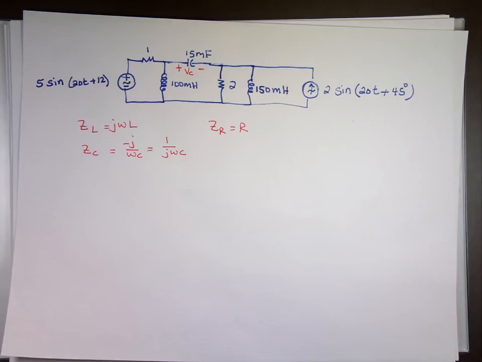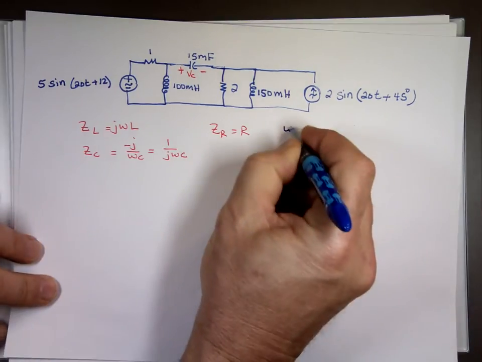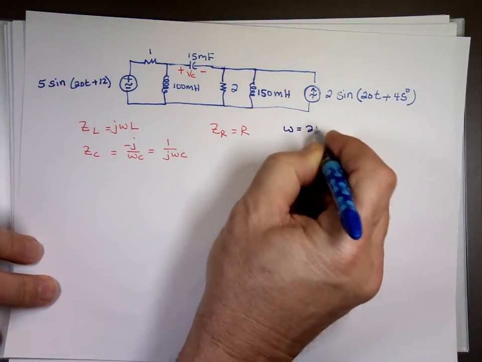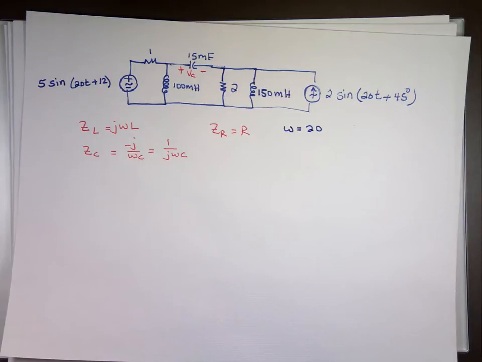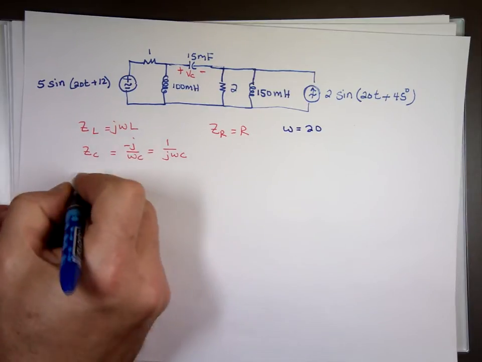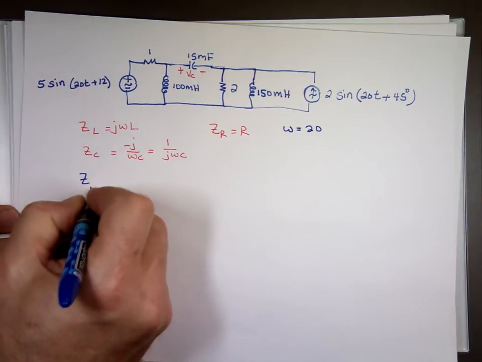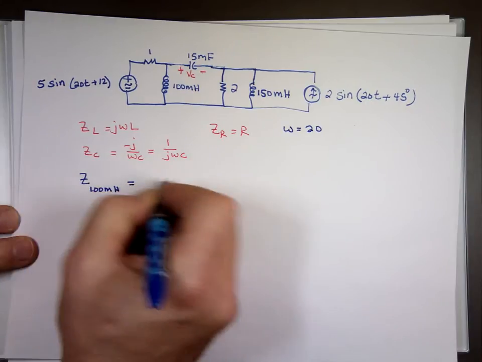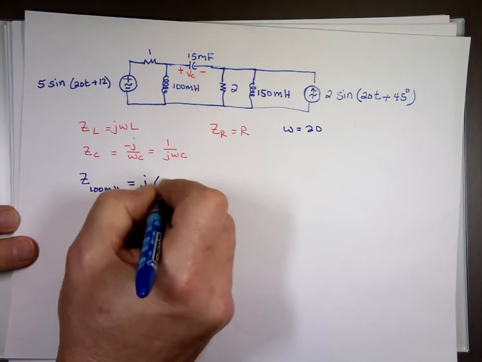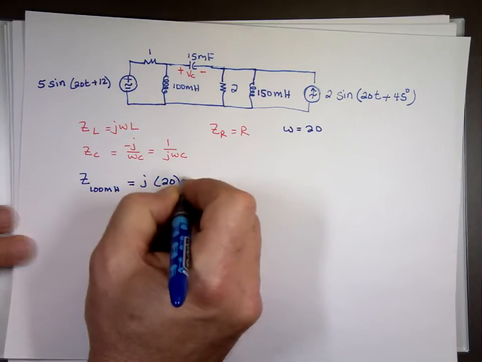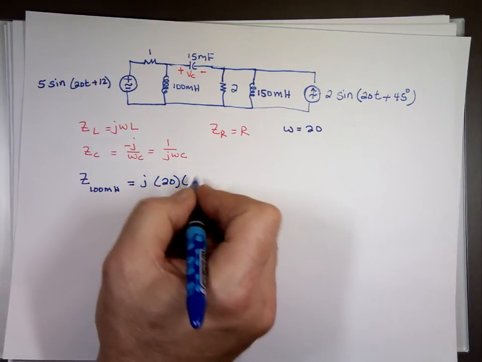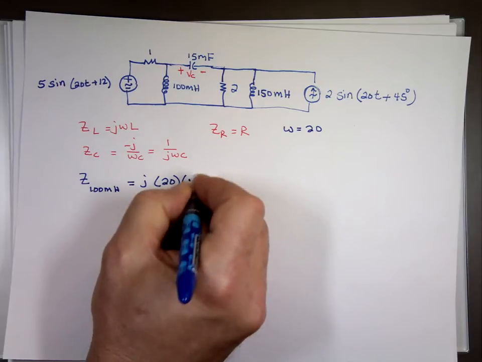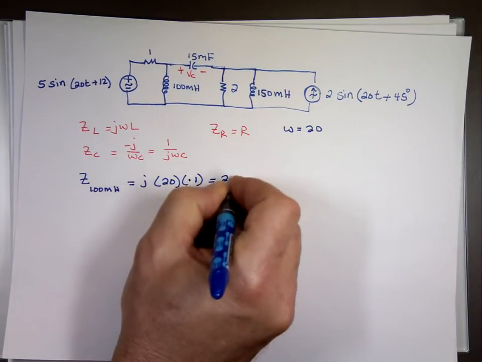So in this case, we are lucky. W is what? 20. So let's see what the 100. So Z for the 100 millihenry will be j omega, which is 20, times 100 milli, and 100 milli is what, 0.1? And that's 2j.